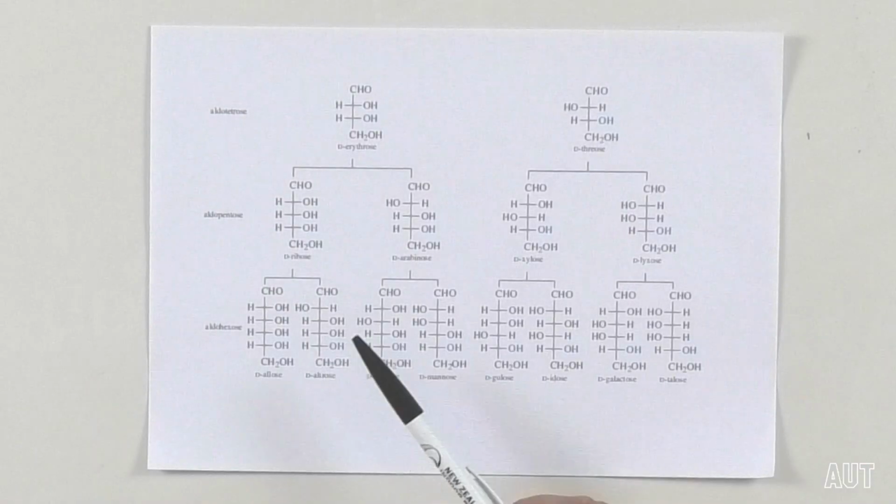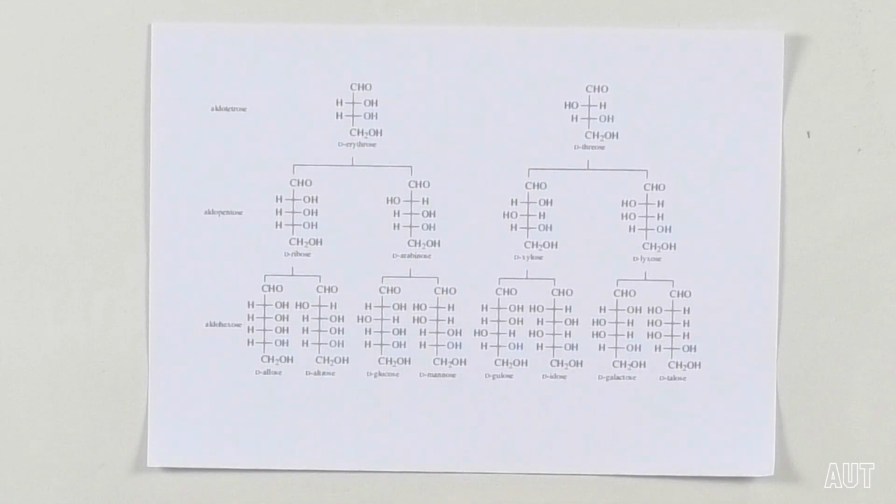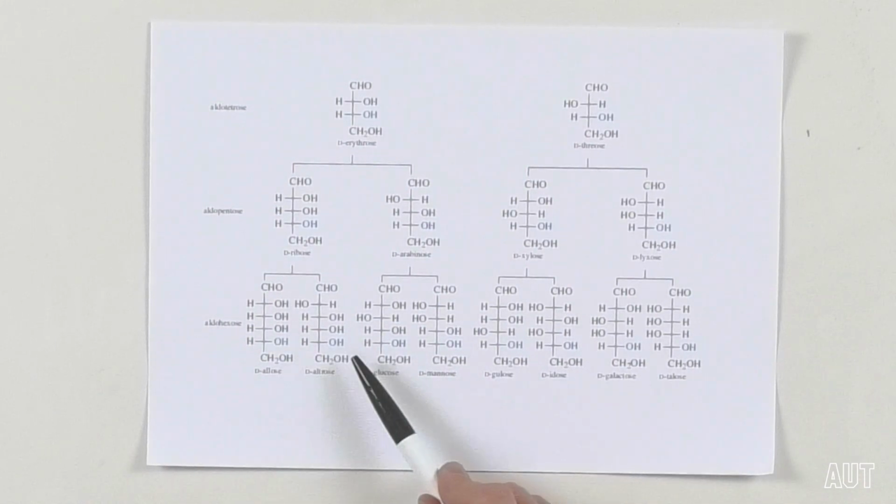And remember, look at your penultimate OH, or the OH on the penultimate carbon, and see whether it's on the right-hand side or the left-hand side. If it's on the right, it's D. If it's on the left-hand side, it's L.